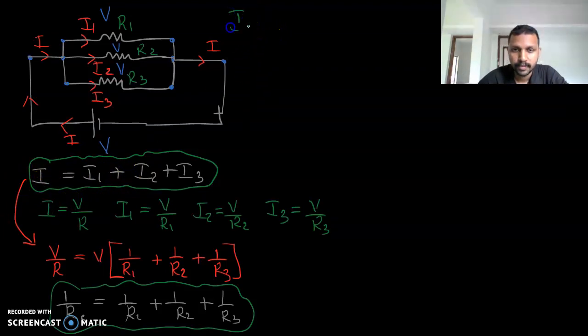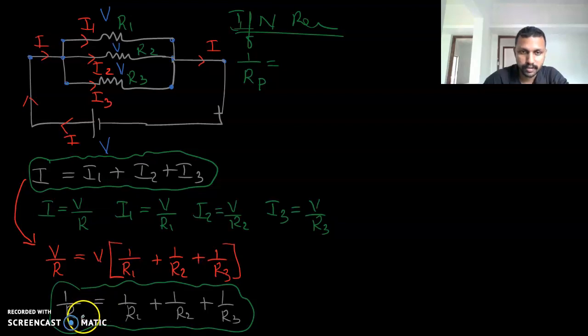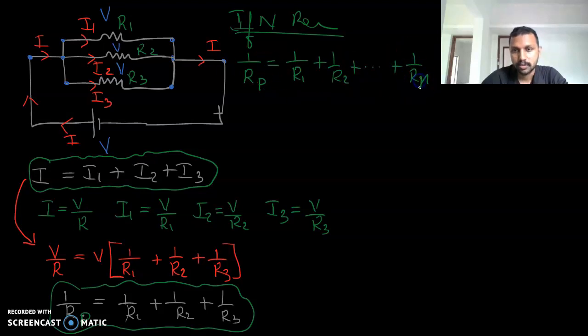If there are n resistors connected in parallel, then we will have to write 1 by Rp is equal to 1 by R1 plus 1 by R2 plus etc. Finally 1 by Rn. It's not Rs, I have written it accidentally, it was Rp. This is the relation for resistance we can use for n resistors connected in parallel.